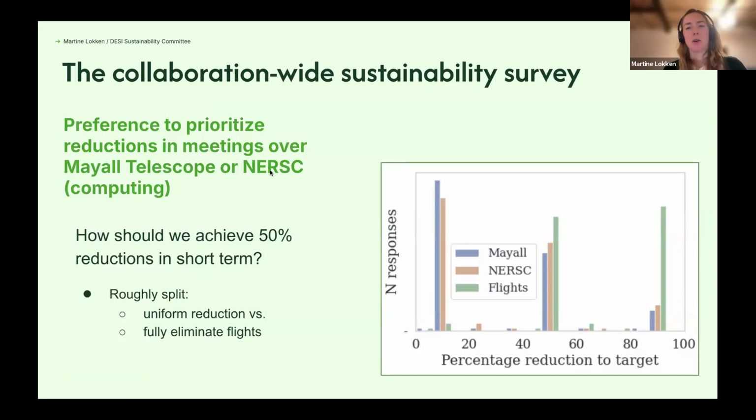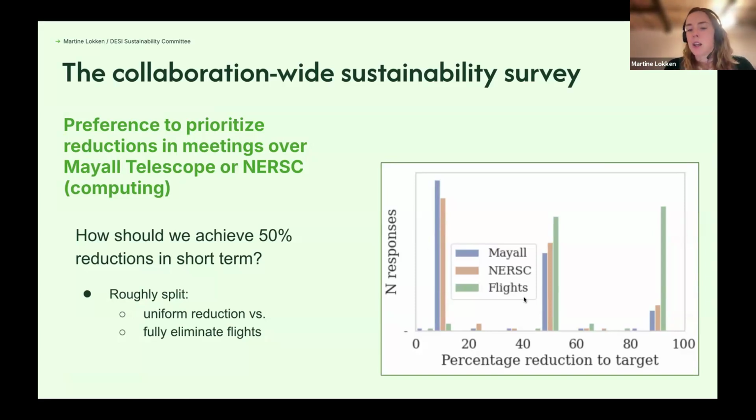Then we were really trying to make it clear to people that when you look at the places where we can reduce emissions, there's only so many, because people tend to say, oh, well, please don't reduce meetings, do something else, or please don't reduce this, do something else. But we really want to make it clear, there's only so many places, so you have to make a choice. And so we said, if we have to reduce from these main categories, telescope operations, computing at NERSC, or flights, how should we divide that? How should we split it up?